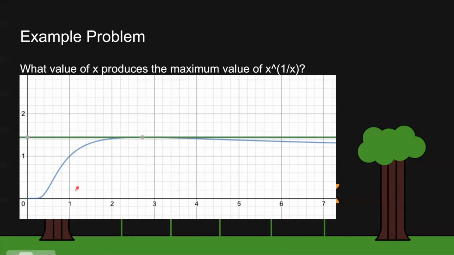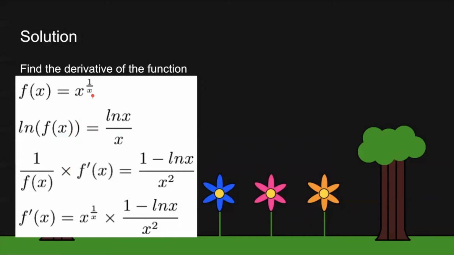So here's the solution. First we find the derivative of the function. Take the natural log on both sides and then differentiate both sides of the equation. On the right side, you can use the quotient rule. So it would be the derivative of ln x, which is 1 over x, times x, and that just becomes 1, minus ln x times the derivative of x, which is 1. So 1 times ln x is ln x, and then over x squared. All right, and then multiplying both sides by f of x, which is just x to the power of 1 over x, we get that this is what f prime of x is equal to.